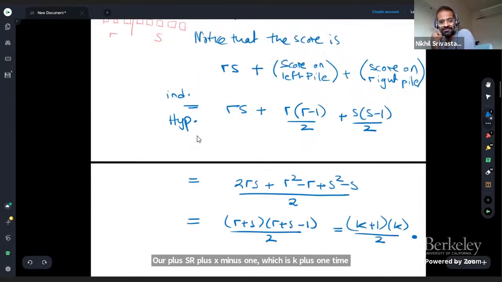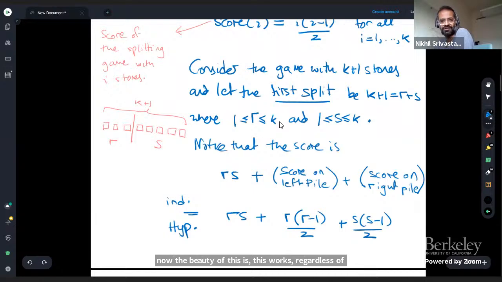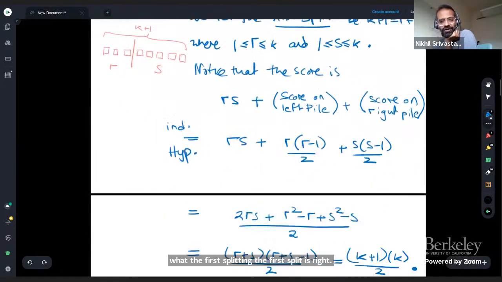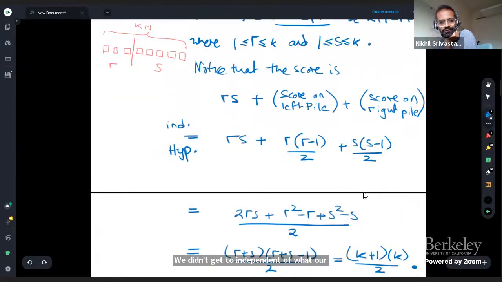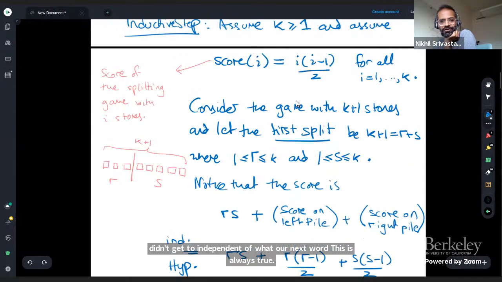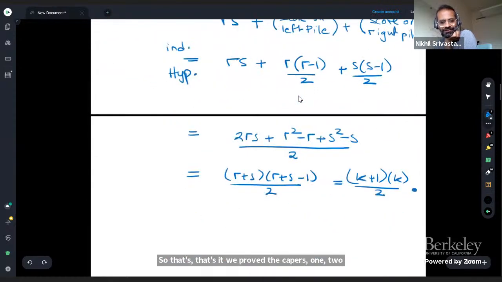Now, the beauty of this is this works regardless of what the first split is, right? It's independent of what r and s were. This is always true. So that's it. We proved P of k plus 1. So this completes the inductive step.